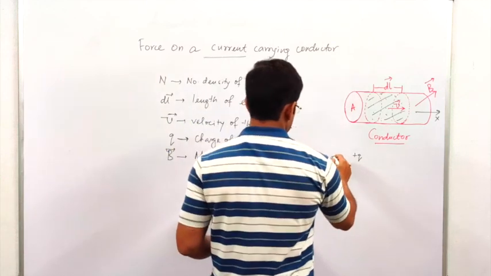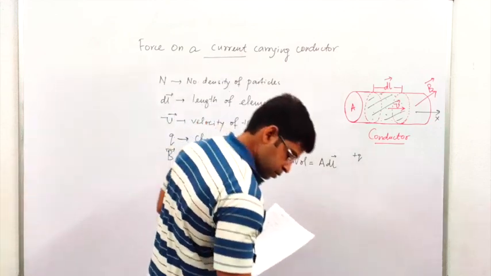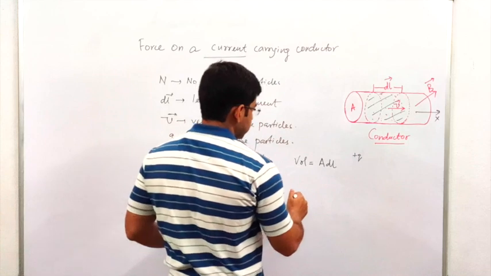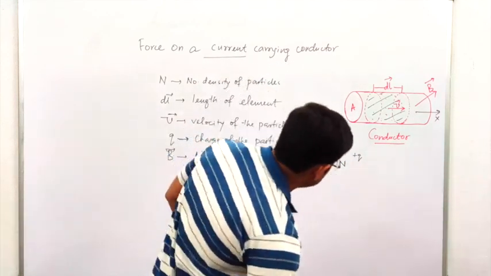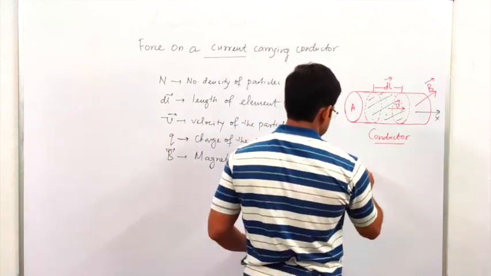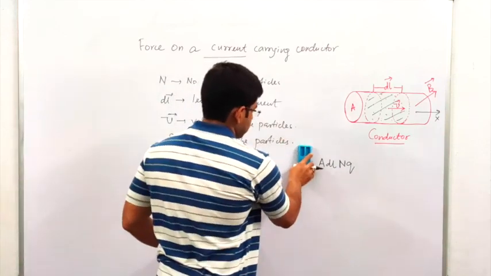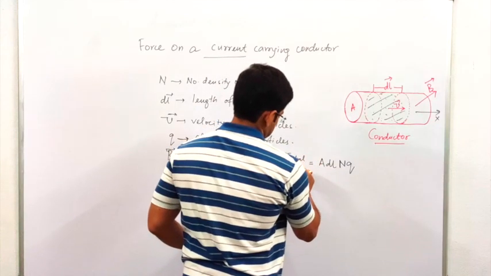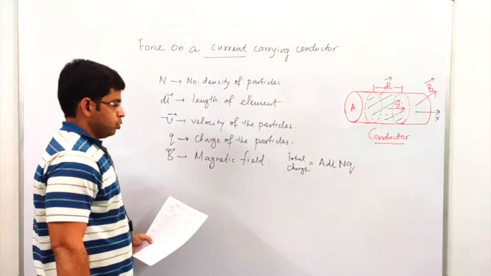Now, what will be the total number of charge within this volume? Simply multiply this by capital N. And what will be the total charge? Simply multiply this by Q. So this is the total charge within this length element.